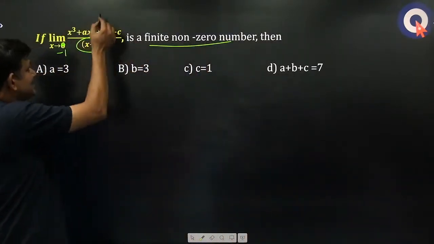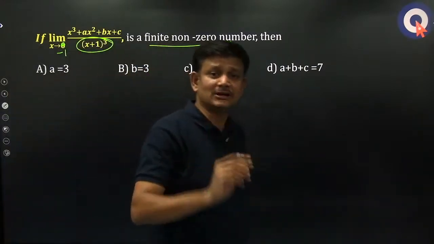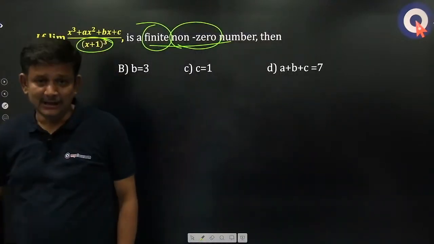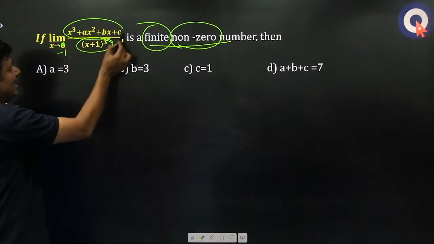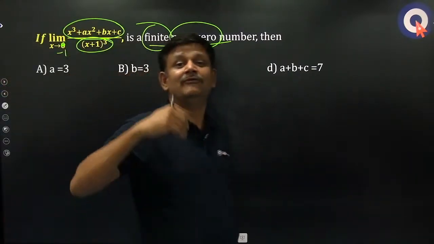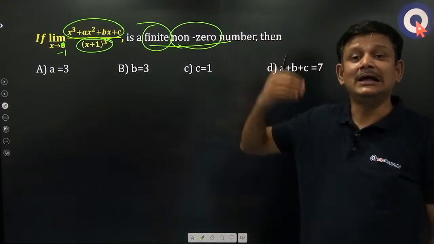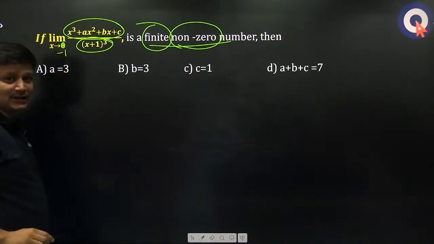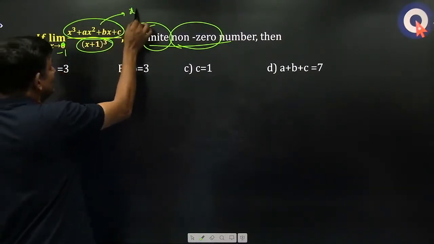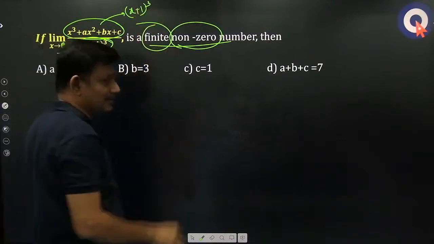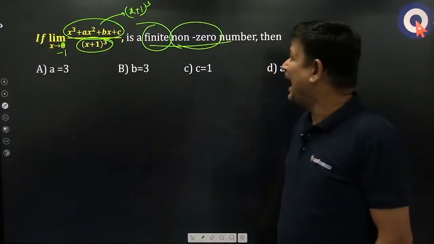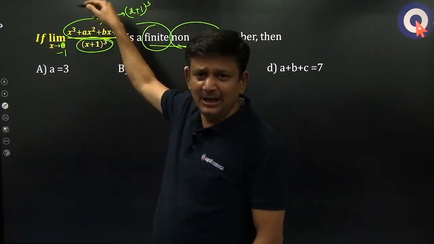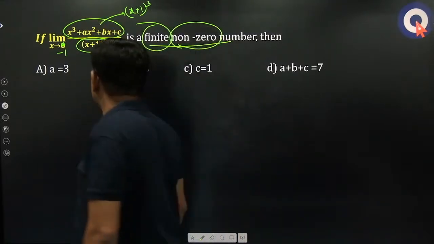And after cancelling this x plus 1 whole cube, you should be left with a non-zero constant term. Only then this will be a non-zero finite number. So this term should have x plus 1 as a factor with multiplicity 3. That is, x plus 1 whole cube should be a factor of this. So what is the coefficient of x cube? 1. So this term should only be x plus 1 whole cube. No other option. That cubic polynomial has to be x plus 1 whole cube. Only then this will come out to be a non-zero finite number as your option.